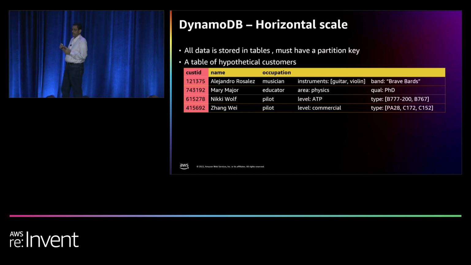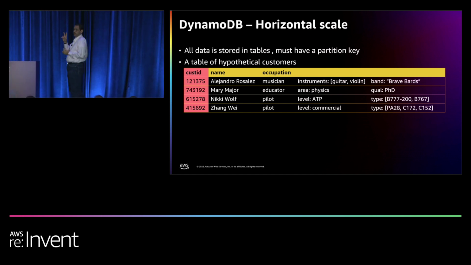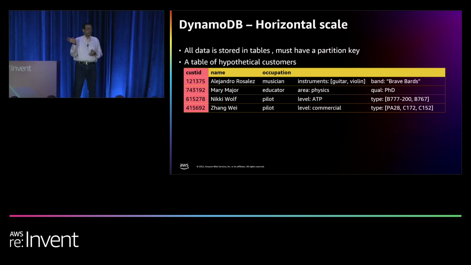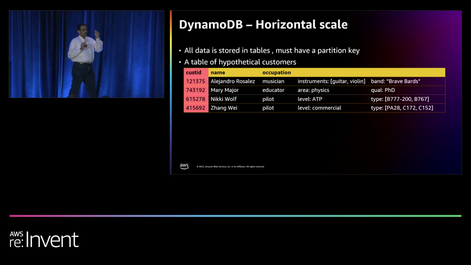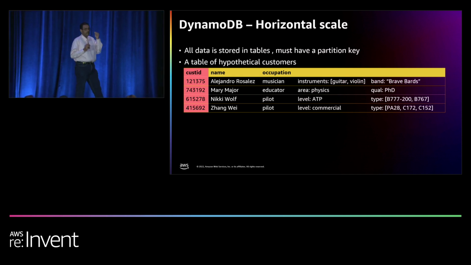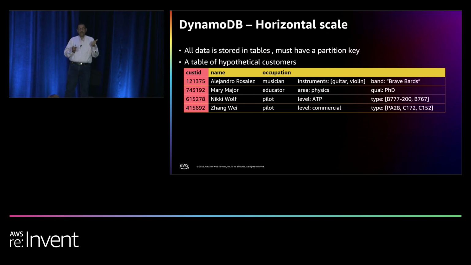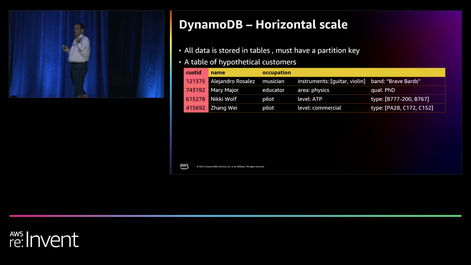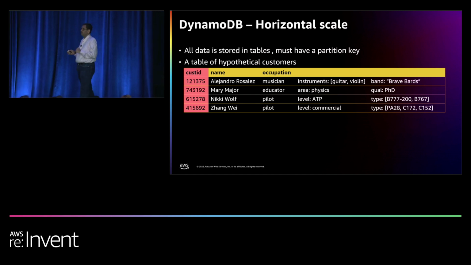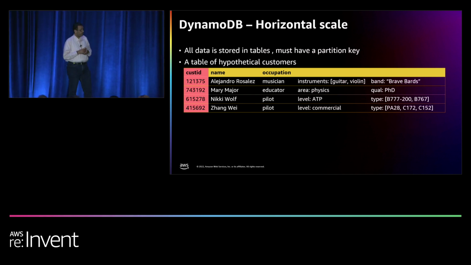When you create a table in DynamoDB, we ask you for two things. Well, three. We ask you for a credit card. That's different. You need a table name, and you need a primary key. That's it. And the primary key can either be just a partition key, or it can be a partition key and a sort key. Here I've shown you one with just a partition key.